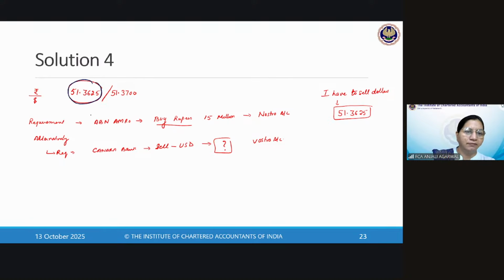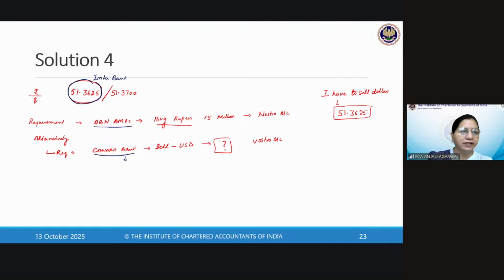And now, because Canara Bank is also behaving like a merchant, it's his requirement. So these codes are not for merchants, these are interbank. So even in interbank, when one bank will go to another bank to buy or sell to fulfill his requirement, for him also, it's like a merchant, the same rates will be applicable. So Canara Bank wants to sell US dollar. So for him, the rate applicable would be 51.3625. ABN AMRO wants to buy. Like a customer, he wants to buy.